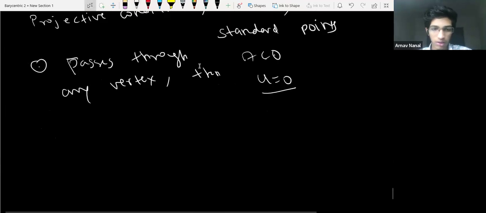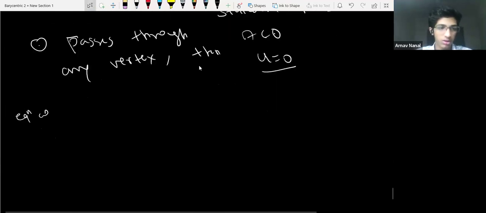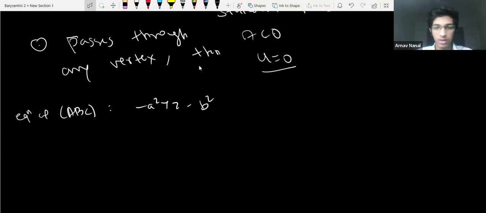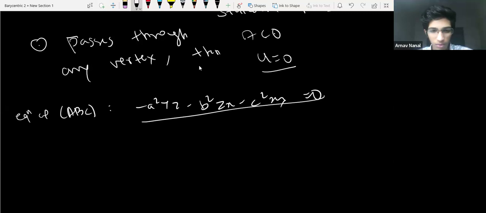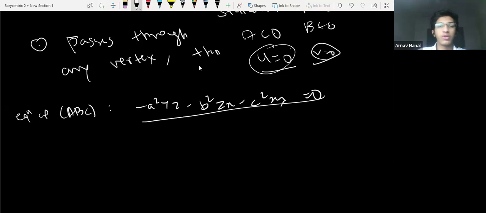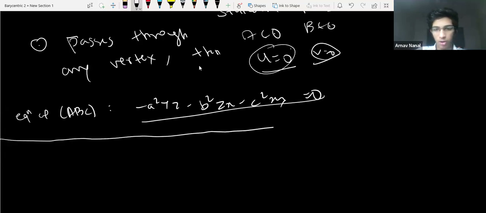So just one thing to note is that the equation of the circumcircle is minus a square yz minus b square zx minus c square xy equal to 0. So this is the equation of the circumcircle. And if it passes through one vertex, it becomes u equal to 0. If it also passes through B, then you will get v equal to 0. So that eventually turns out to be good if the circle passes through the vertices. Okay, so we'll now see a very projective sort of problem where we can use barycentric.